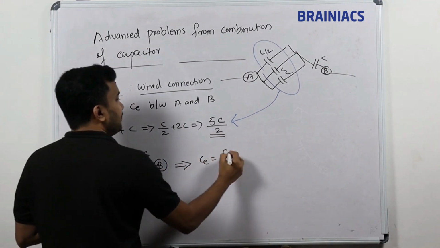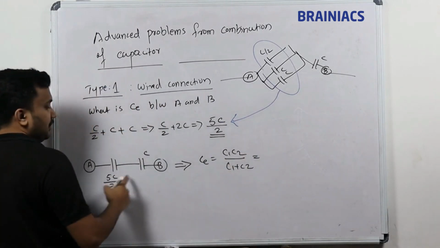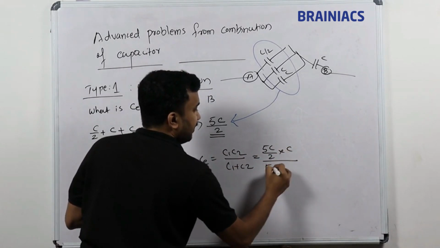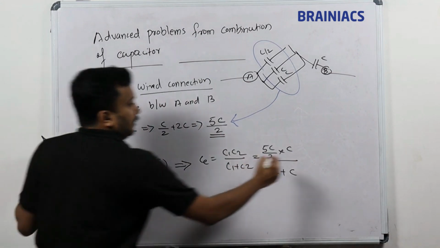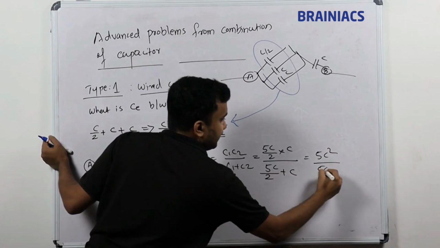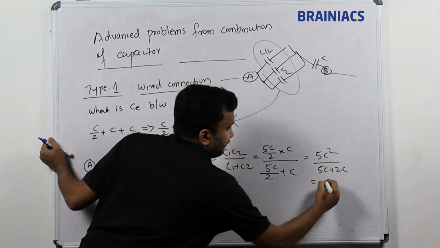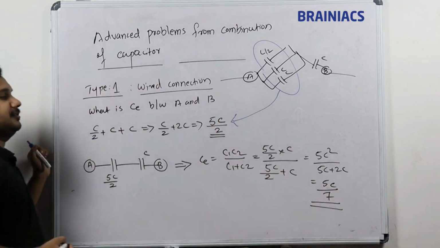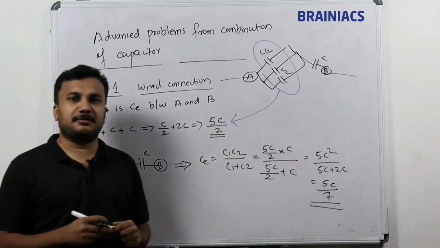So how do we find the series? C1 C2 divided by C1 plus C2. So C1 C2 means 5C by 2 into C, whole divided by 5C by 2 plus C. How much will come? This becomes 5C square, the 2 goes to the denominator, so 5C plus 2C. It becomes 7C. So 5C divided by 7 is the answer to the question.